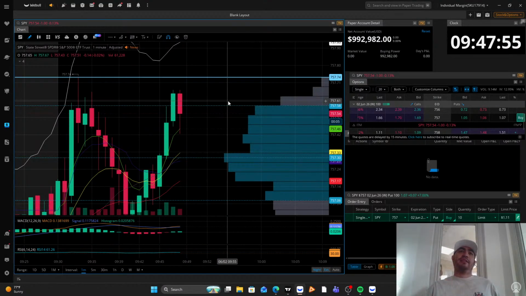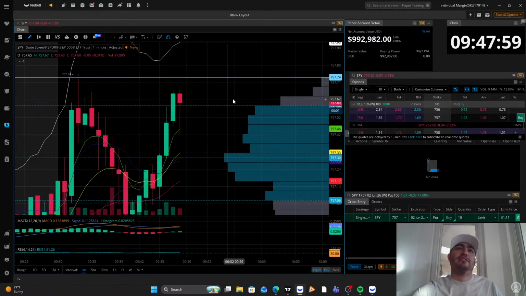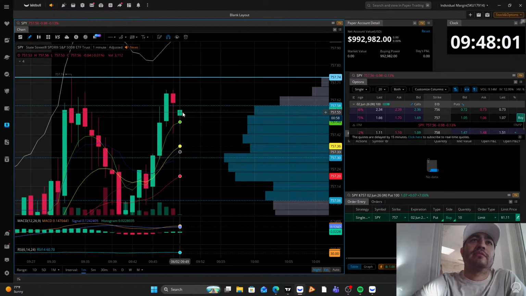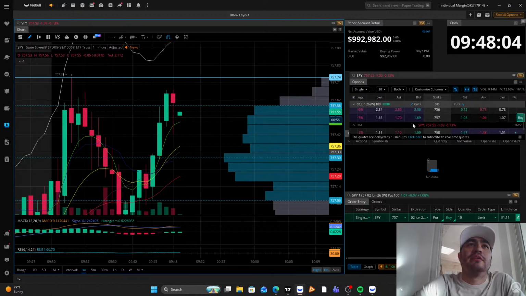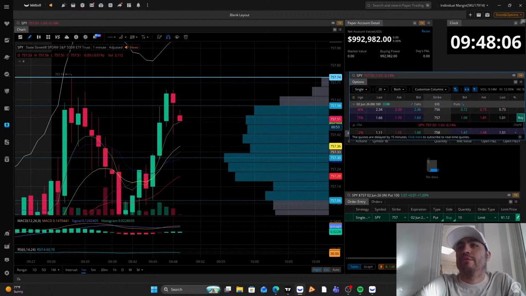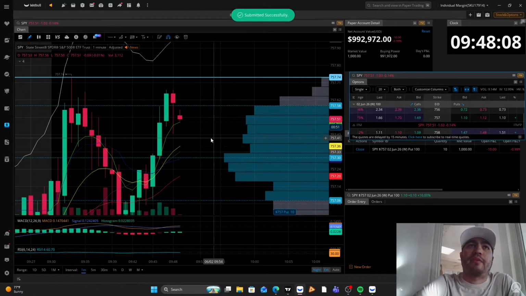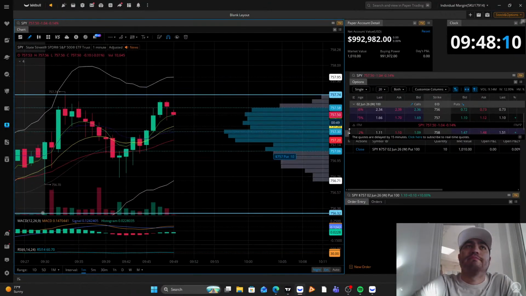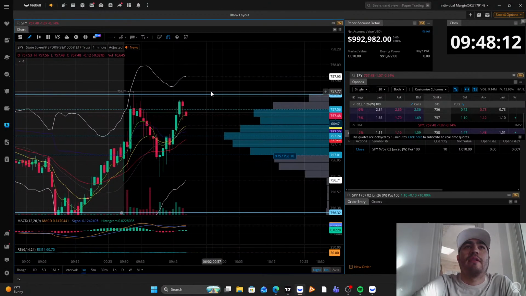Not liking this. We got 4 seconds, 3 seconds. The next candle. This is basically a bottle rocket candle. Oof, pushed all the way down. All right, we're gonna go for it. We're gonna go for it. Could get smoked.